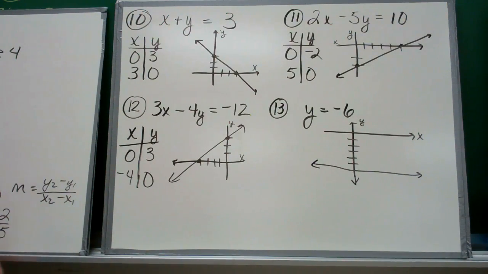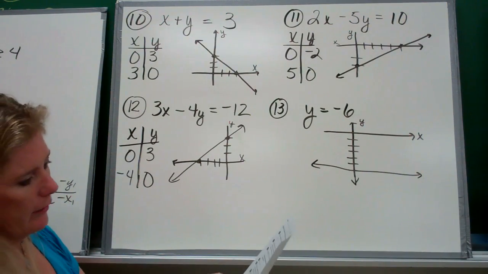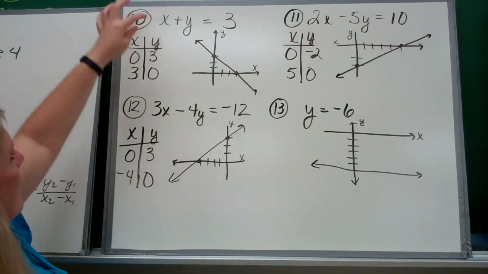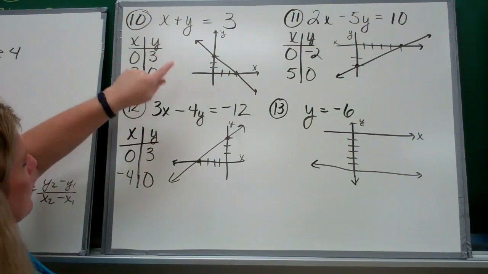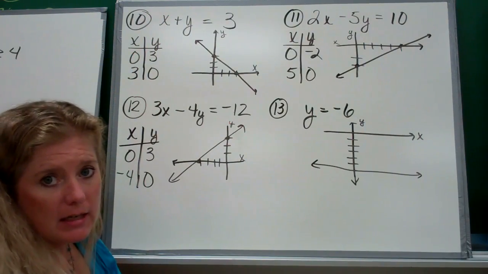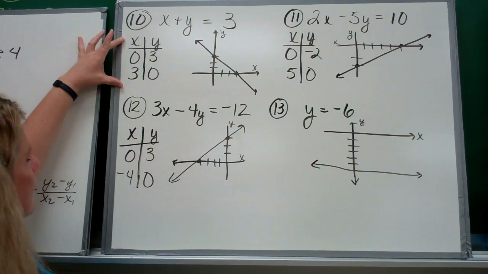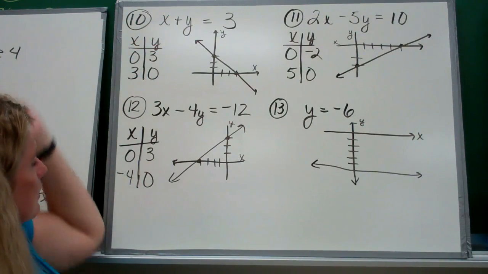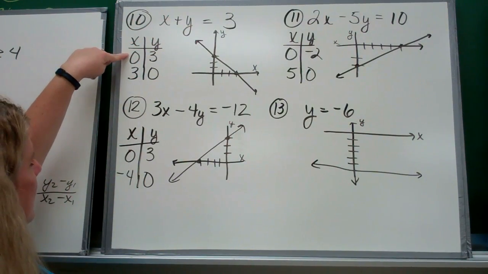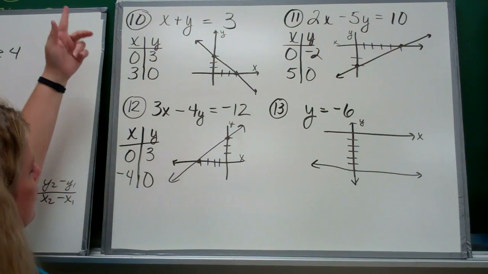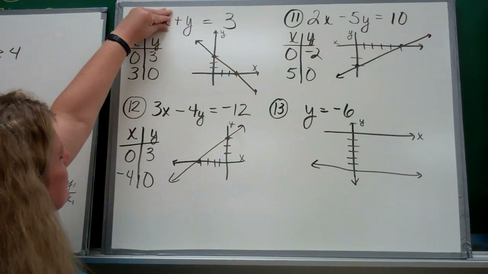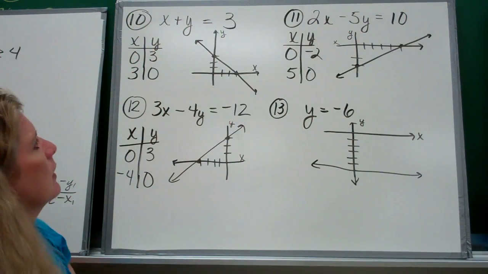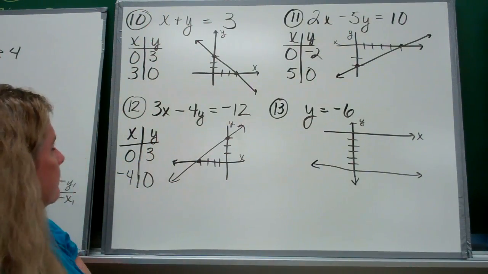Number 10, graph the equations. Okay, x plus y equals 3. When you're given an equation of a line in standard form, I like to use finding the x and y intercepts. Okay, to do that, just make a simple table of values. You're going to make x 0 and y 0, plug them in and go. When x is 0, y is 3. When y is 0, x is 3. Plot the points, draw the line.